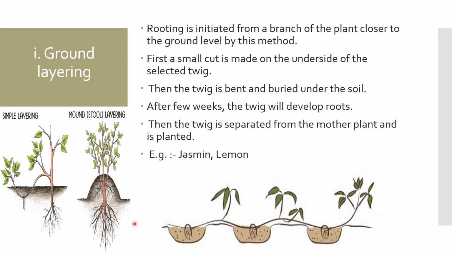So here in this diagram it has given the two methods that we are using in ground layering. Here the branch is buried in soil as I explained here, but here it is something different. Here the selected branch is covered by a lump of soil and allowed root growth. So this is the method that we are using in ground layering to obtain new plants.